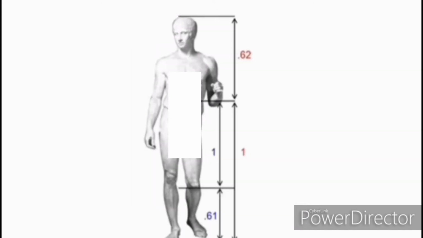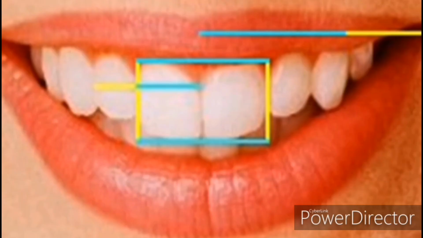From your toes to your knees and from your knees to your hips, golden ratio. Ever wonder why your two front teeth are so much bigger? Golden ratio.